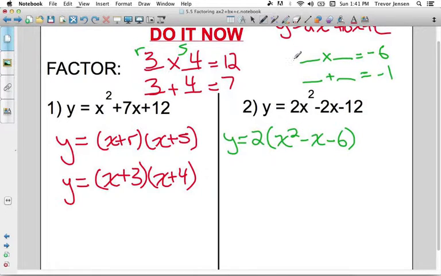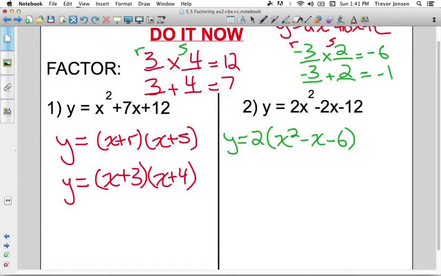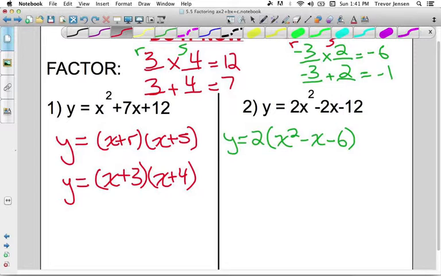Okay, so I need to find two numbers with a product of -6 and a sum of -1, and the two numbers that do that are -3 and 2. -3 times 2 is -6. -3 plus 2 will give me -1. Okay, so these are my r and my s values. And I have to plug those into x plus r times x plus s to get my factors.